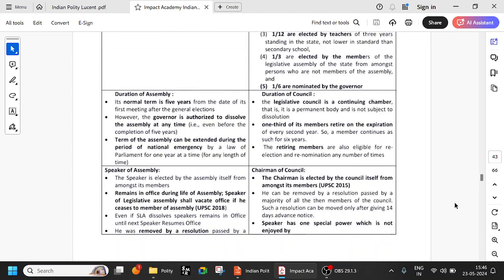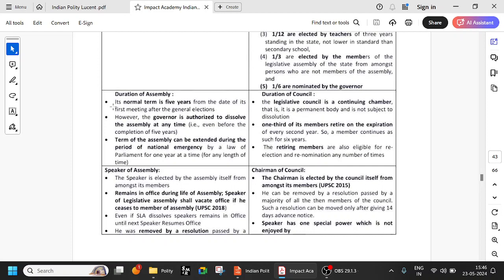So if you look at the duration of assembly, normal term is 5 years from the date of its first meeting of the general elections. The legislative council is a continuing chamber, that is, it is a permanent body and is not subject to dissolution. So one third of its members retire on the expiration of every second year. So a member continues as such for 6 years. So it is similar to the Rajya Sabha. The retiring members are also eligible for re-election and renomination. So this is completely equal to Rajya Sabha. Here also it is more or less completely equal to the Lok Sabha.